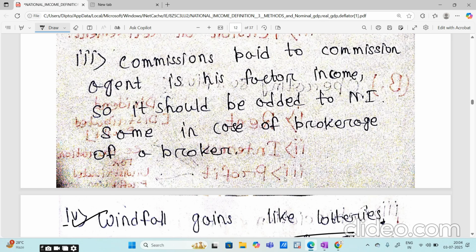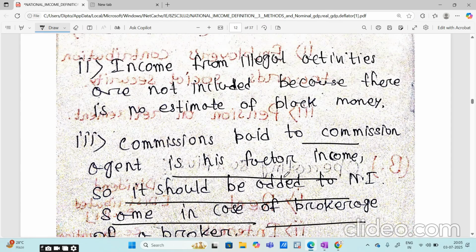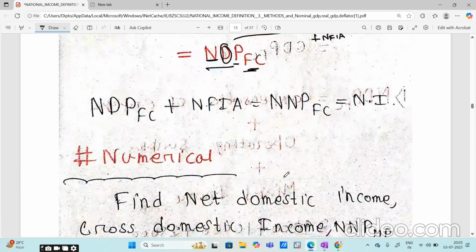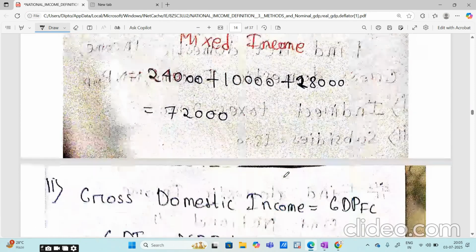Commission paid to the agent is his factor income, so it should be added to the national income, right? Suppose a broker is taking his brokerage fees. In that case, the brokerage fees will be added in the national income. Income from illegal activities or black money should not be added to national income. That is very simple. Okay, so in this way, there is another numerical that I want to go through here.